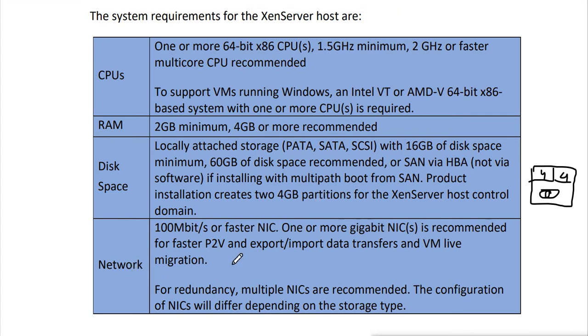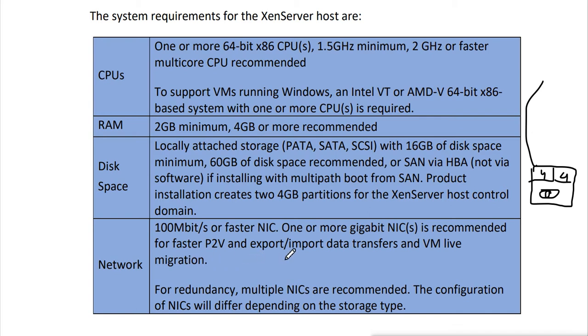Then for the network, a 100 Mbps or faster NIC minimum, or one or more gigabit NICs is recommended, because if you create virtual machines, then those virtual machines will be accessed from outside the physical server. So for that you need at least these megabit or gigabit NICs, and one or more NICs can be even better, like when you're doing faster P2V, physical to virtual, export and import data transfer, and VM live migration also.